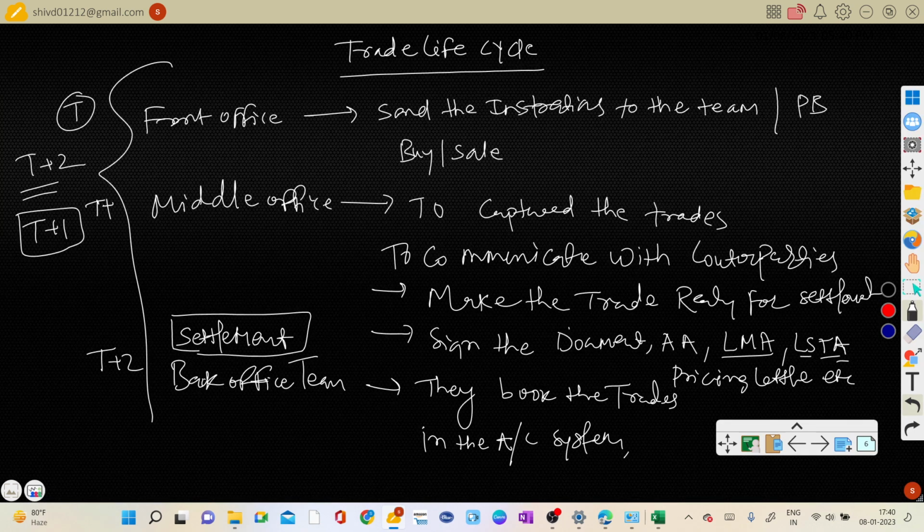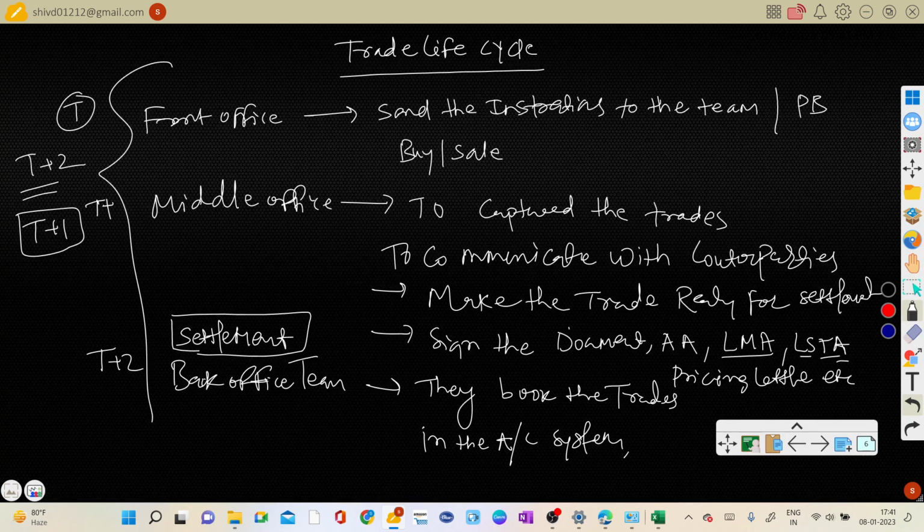Front office means your fund managers team. They are traders and all, and they send the trades. But if you are a part of middle office, you can communicate with front office to check what orders they have sent to the brokers, and with the brokers' trade processing team, how they have booked the trades on the terminal of NSE, BSE, or any stock exchange platform.